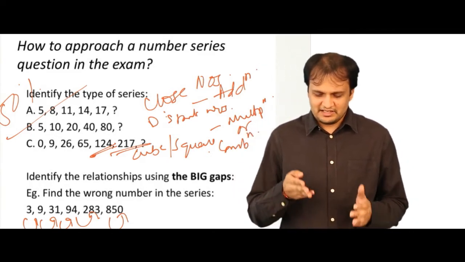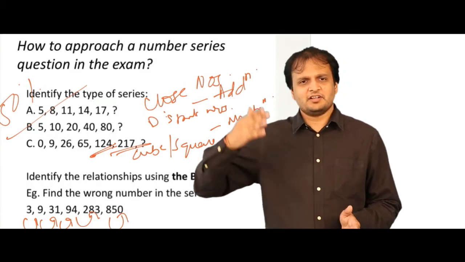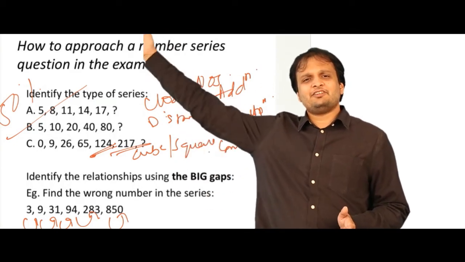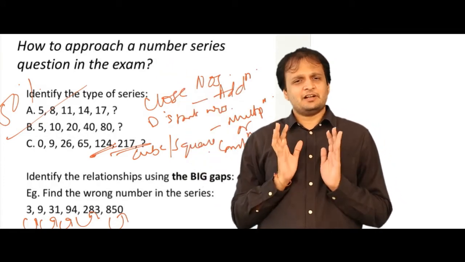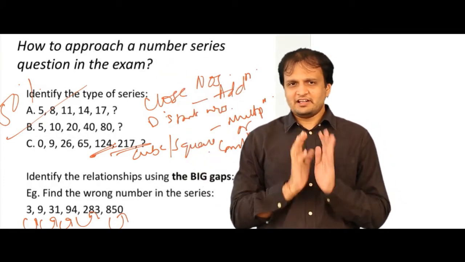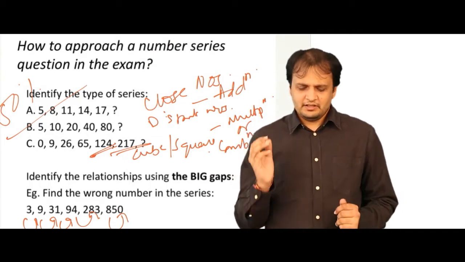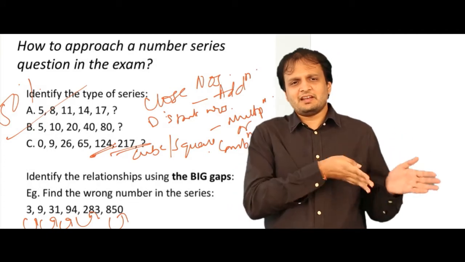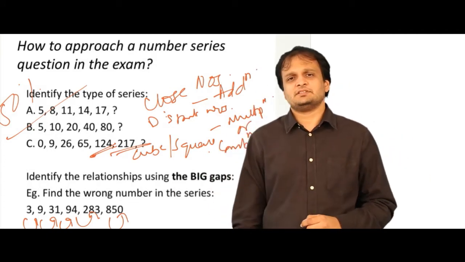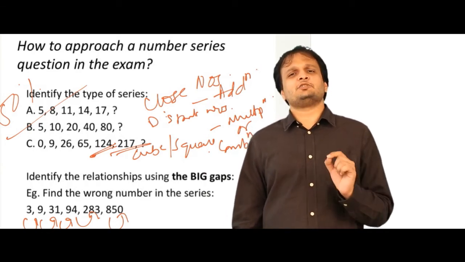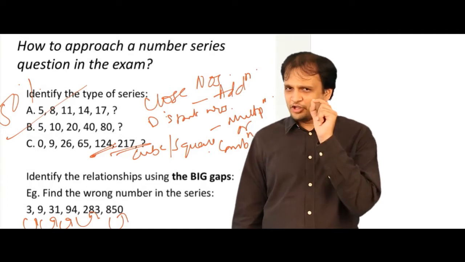So if you look at this number series, 3, 9, we just solved this some time back. 3, 9, 31, 94, 283, 850. The gaps are increasing. It's definitely a multiplication series. We have identified the series. Now, it's either multiplication or combination, right? Now, which numbers to start with? 3 and 9 or 283 and 850? I tell you, start with the bigger numbers. The smaller numbers are easier to calculate, but they will create confusion. The big gaps is where all the hint is.